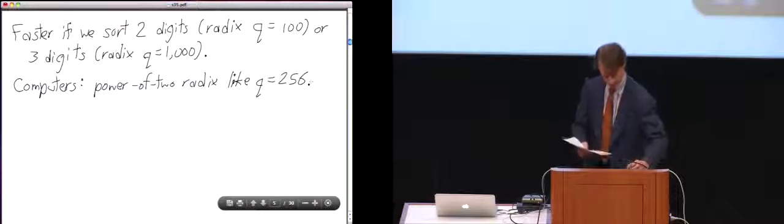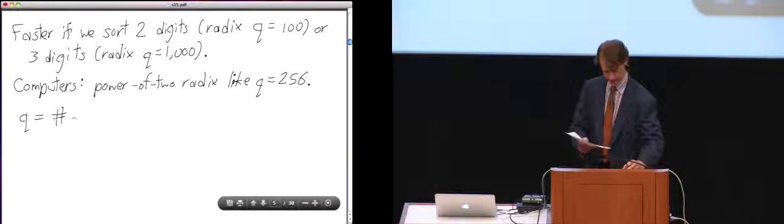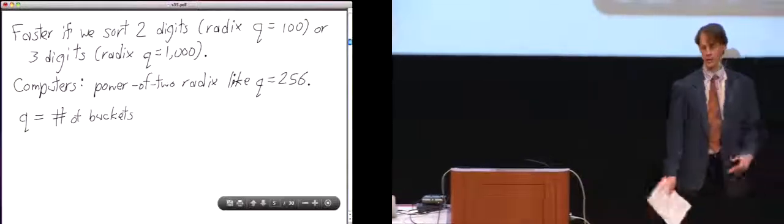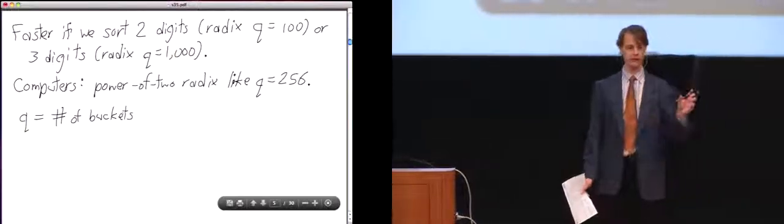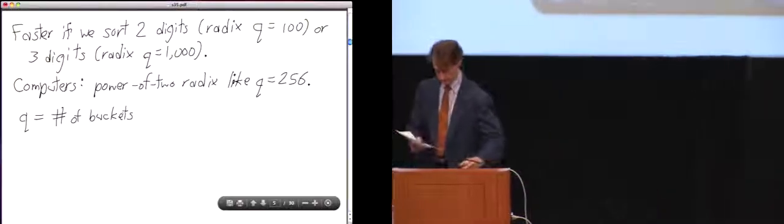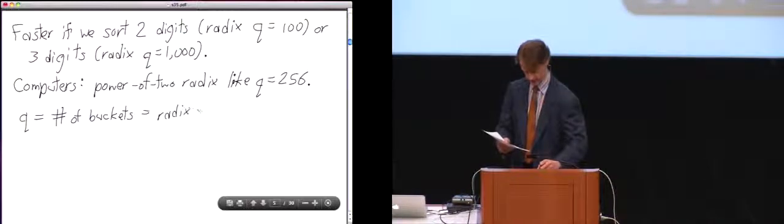So again, I want to remind you that this number Q is 2 different things. It is the number of buckets that we use in the bucket sort. Or if you're doing counting sort, it is the number of different counters you have. But it is also the radix of the digit we use as a sort key.